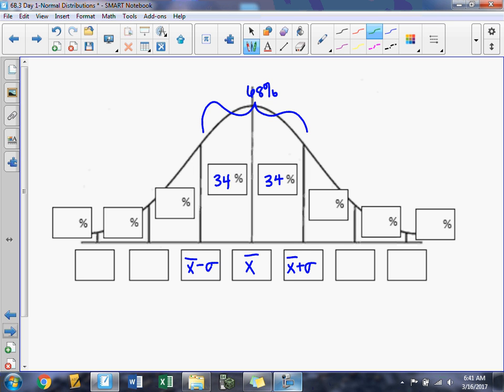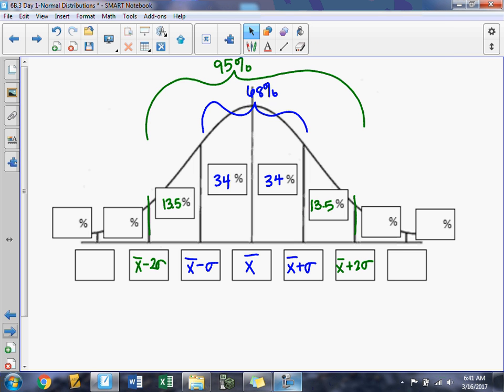Within 2 standard deviations of the mean, so x bar minus 2 standard deviations, x bar plus 2 standard deviations. So we're talking here and here. So within that, that is 95% of the data. Obviously you see that the curve is higher there. So when you take 95, subtract 68, and divide by 2, that's where we get to 13.5%. If you're not seeing that, I would encourage you to do that.